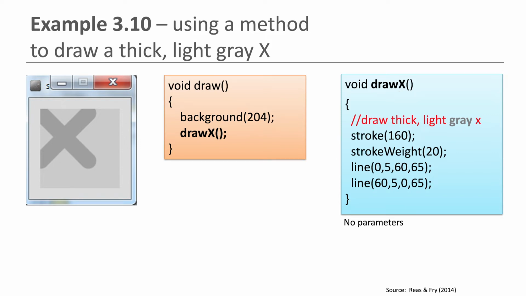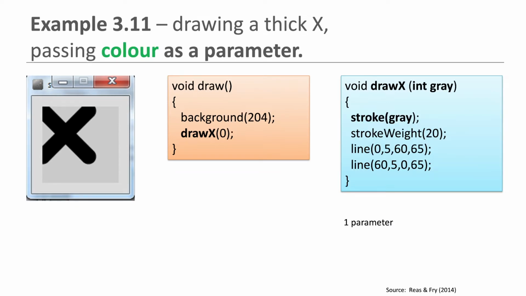It returns no return value. And the hard-coded values that we had previously are just pasted in. So we just literally dragged the lines of code from the draw method and stuck them into the drawX. This is just to get started. So drawing a thick X by passing in a color as a parameter is an improvement on this.